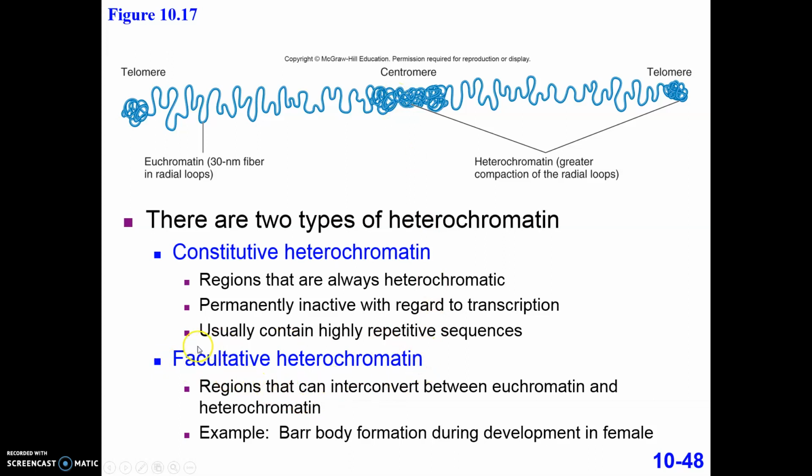Facultative heterochromatin is regions that might be able to convert in between euchromatin and heterochromatin at different levels. So sometimes it's more permanent, sometimes it is more transient depending on what the cell needs. An example of this is something that we call the bar body formation during female development.